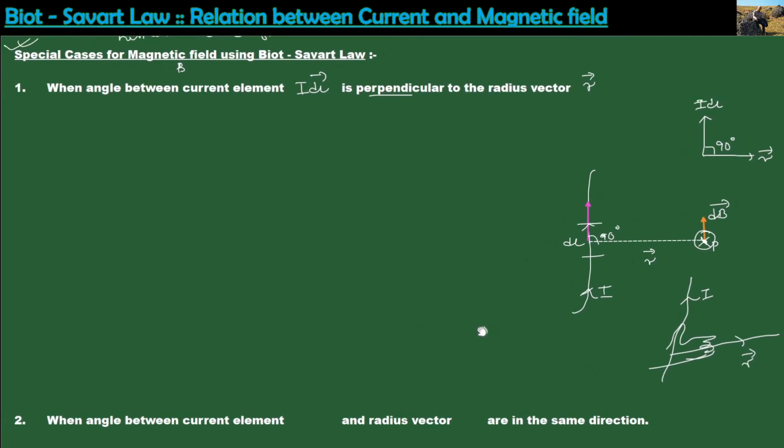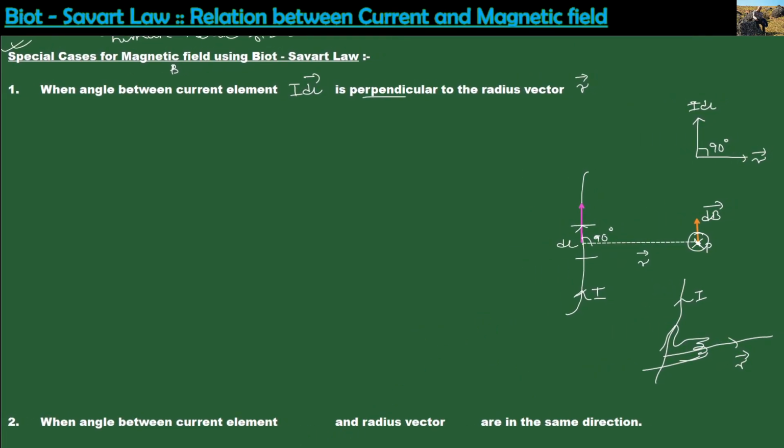So in this case, we know that the value of dB bar will be equal to mu naught divided by 4 pi, I dl. Okay, IDL will just calculate only the magnitude. We are interested in the magnitude, so we'll use the scalar form IDL, then sine.